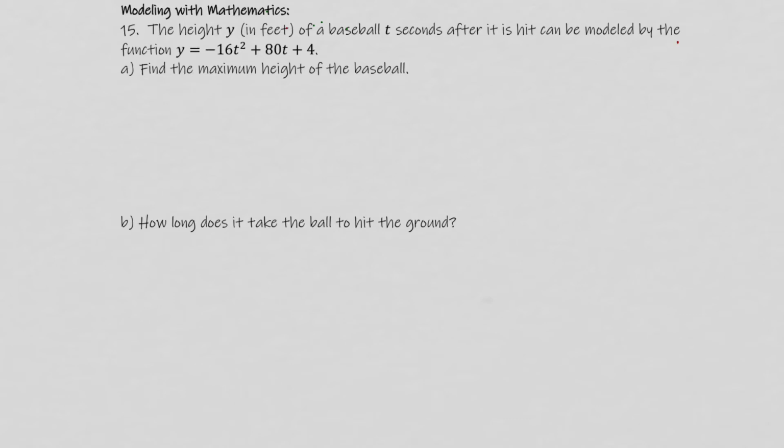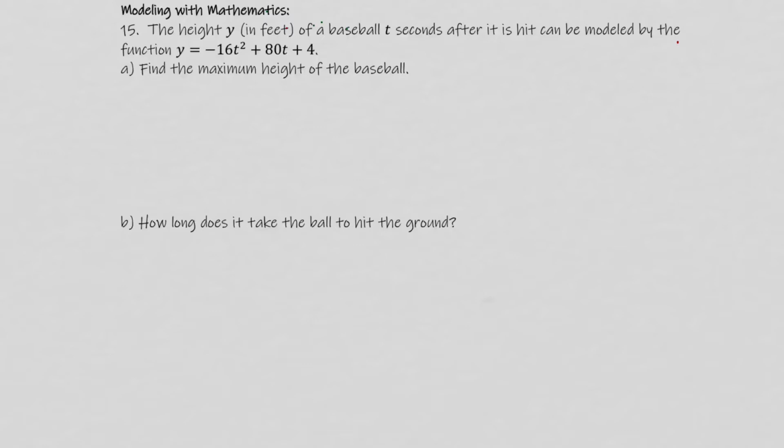All right, for the last video, for 3.3, we're going to solve a problem where we have a baseball being hit by a batter, where y is height in feet and t is the seconds after it is hit, and it can be modeled by the equation that is given to us: negative 16t squared plus 80t plus 4.